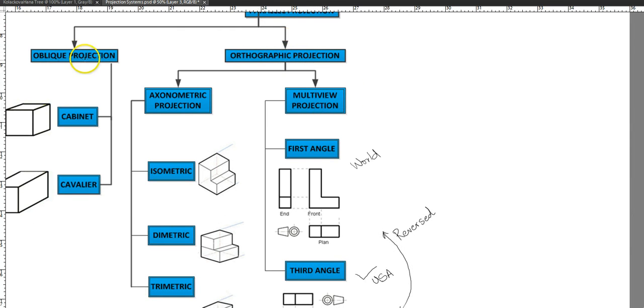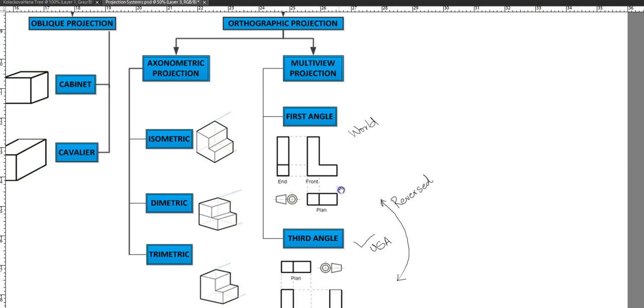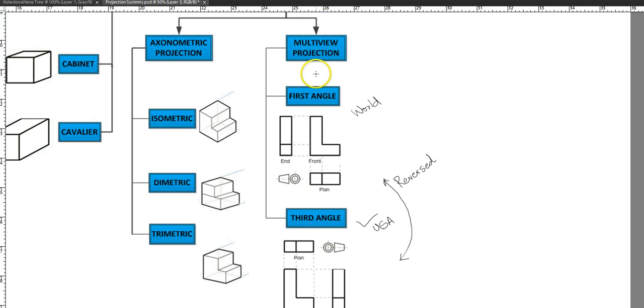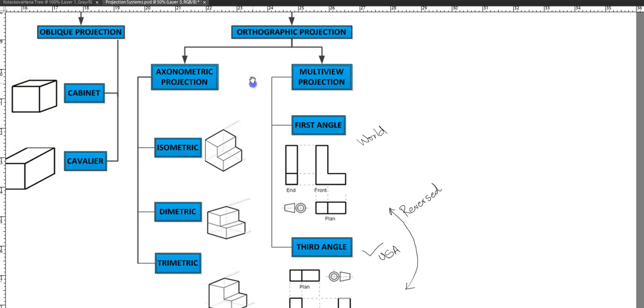has orthographic projection and oblique projection, two different types. Orthographic projection is also called multi-view projection, where we have 6 different projections: the front, top, side, we could have the bottom, we could have the left, so we can have 6 different types of projection. And on the other side, we have axonometric projections. So orthographic projection is split into axonometric projections and multi-view projections. Now axonometric has isometric, dimetric, and trimetric.